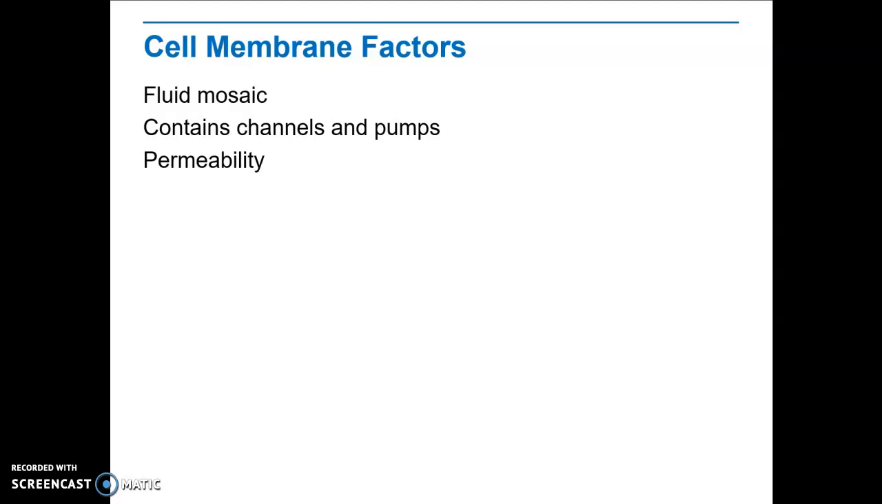When we talk about the cell membrane, remember back to the fluid mosaic that we discussed and how there are channels and pumps. These channels and pumps are important because this is one way that the material moves across a membrane. We'll talk about that a little bit more as we move on, but permeability is a really important term here. Permeability basically explains what can and cannot pass through a membrane.